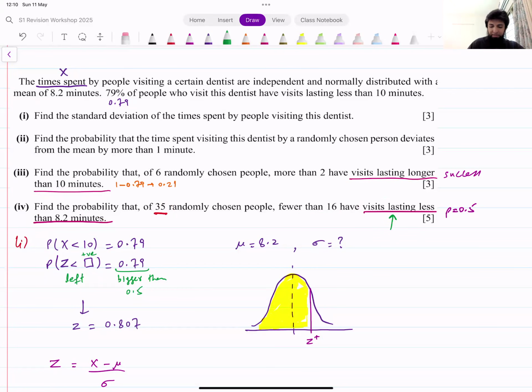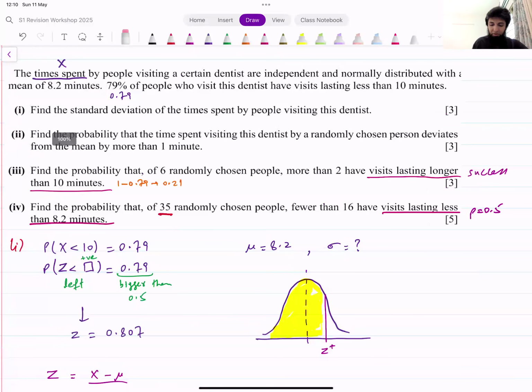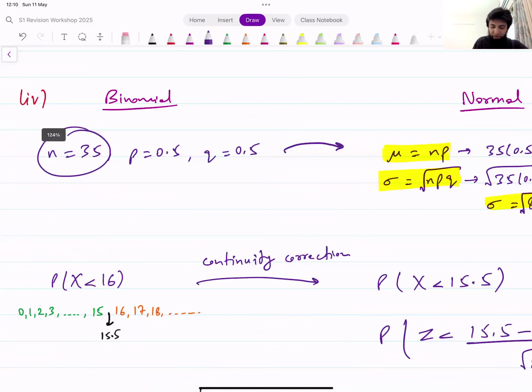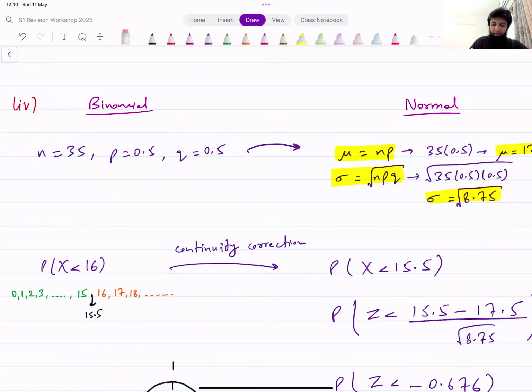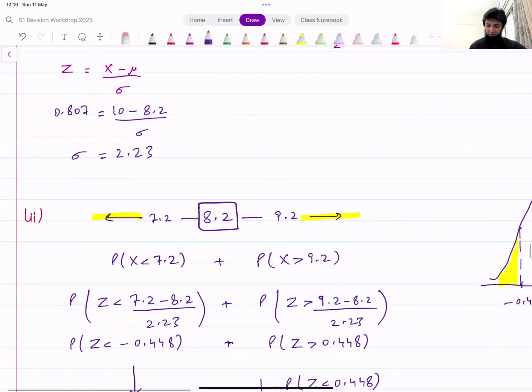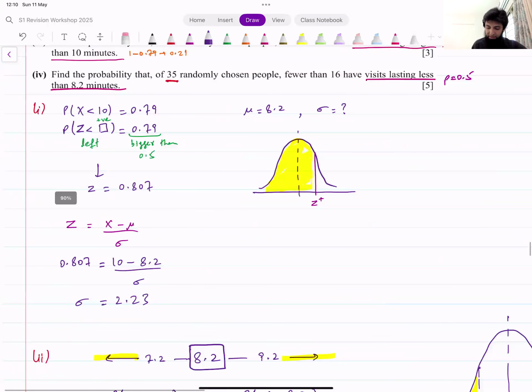Now, in this case, it's easier because you knew that the mean is 8.2. If the mean is 8.2, then less than 8.2 probability of that would just be 0.5 in this case. But if it was some other number, we would first have to find that probability using normal distribution, and that would become the probability of success for this binomial. So it looks like this. It's a binomial distribution with n 35, probability of success 0.5, probability of failure 0.5. Okay. And now what you're looking for is probability of having less than 16 successes. That's what they want, right? Fewer than 16 successes.